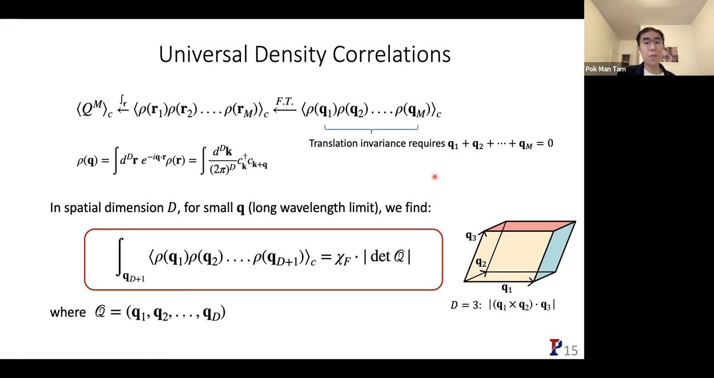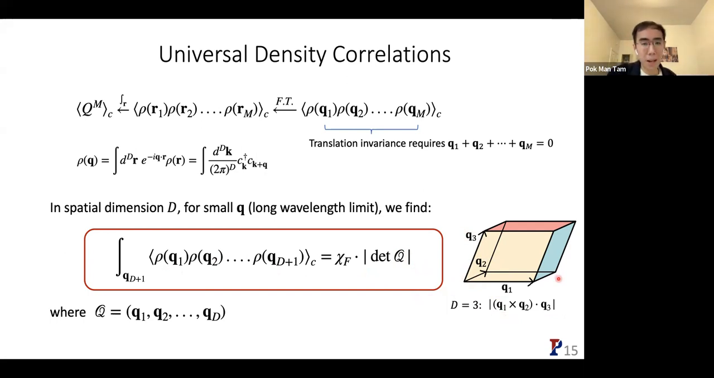If you integrate out one of the momentum wave vectors, then you will integrate out this delta function, satisfying this translation invariance condition. What we found is that the end result is simple. The end result only depends on chi_F, which is the Fermi sea topology in the respective dimension, and a simple factor that is related to how the remaining independent wave vectors q are arranged in the momentum space. So for example, in 3D, this 4-point density correlation would depend on 3 independent wave vectors. And if they form this shape that encloses a parallelepiped, then this determinant of script Q is actually calculating the volume of this parallelepiped.